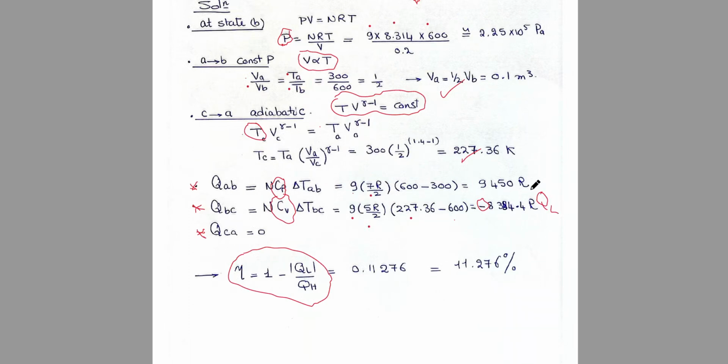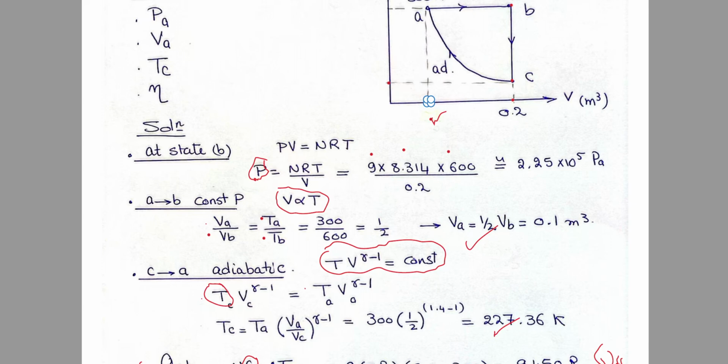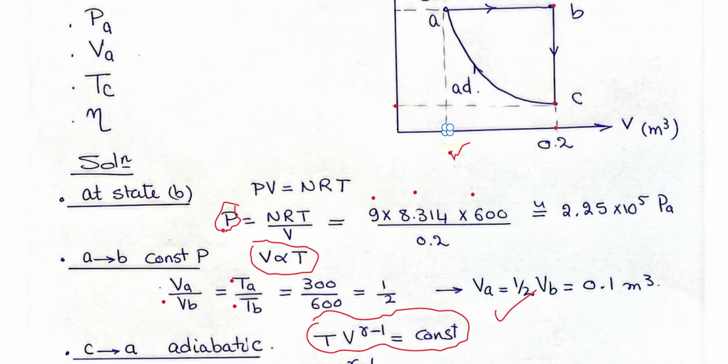This is QL, or QL is the magnitude of this value, without the negative sign, and this is QH, which is heat energy absorbed because it's the positive part. We can substitute to get the efficiency, which is 0.1127, and in percentage is 11.27%. This is how you solve the efficiency of a cycle.